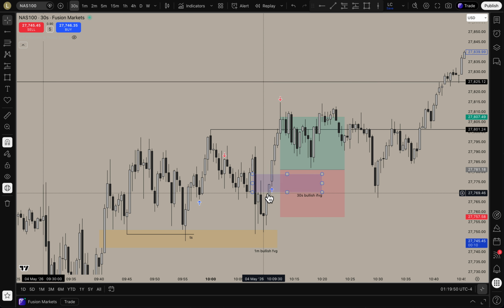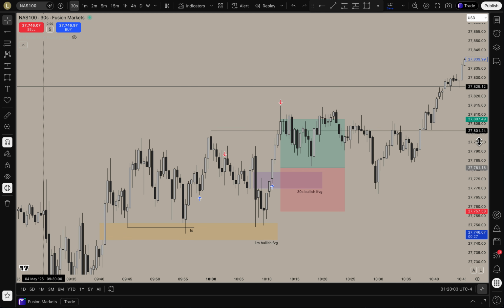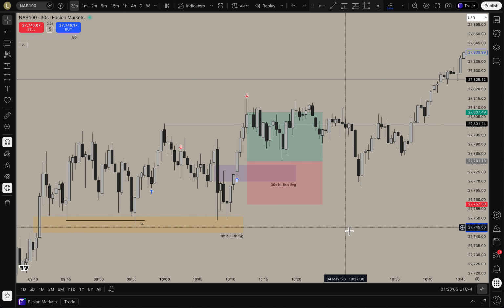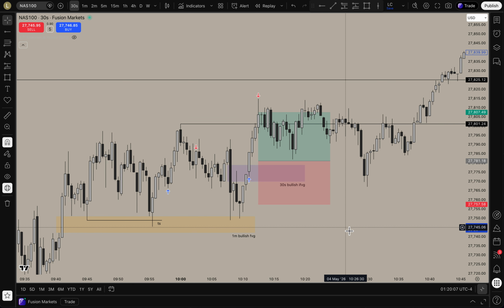So basically executed based on this inverse fair value gap and also the respect of this 1 minute bullish fair value gap, and I took it off at the nearest liquidity zone here, which is the buy side liquidity. So that was my trade yesterday. But my key point here for this video is that this is my exact execution framework. There are 2 steps involved.